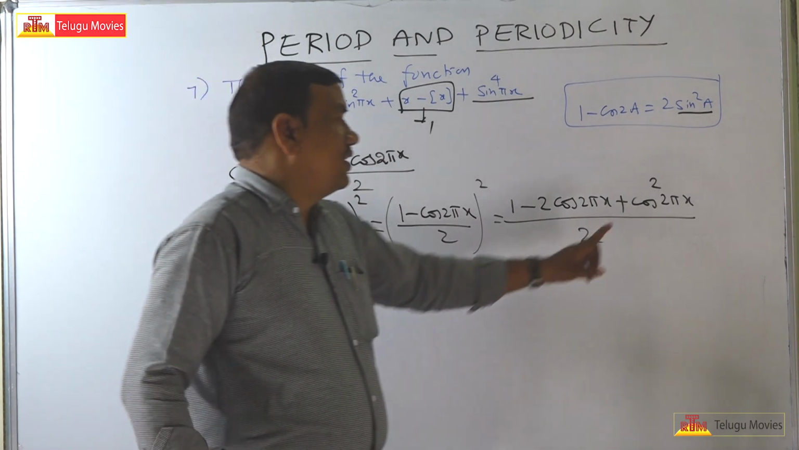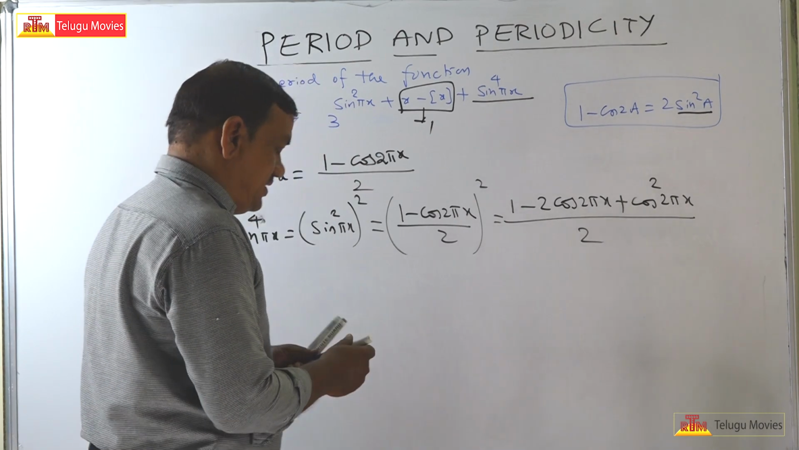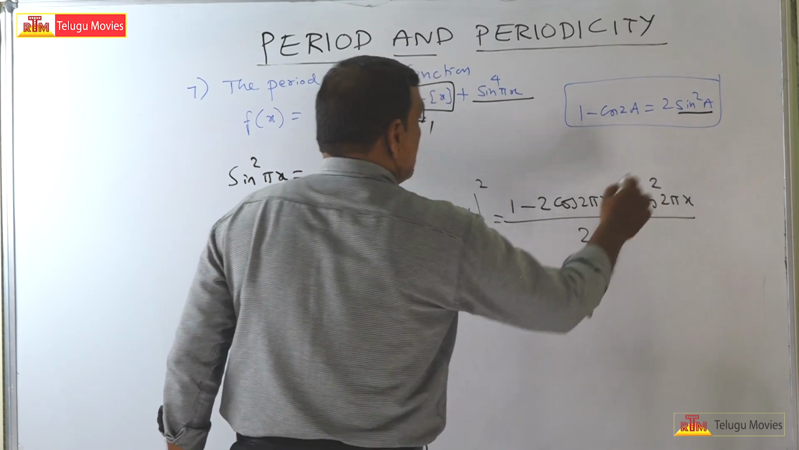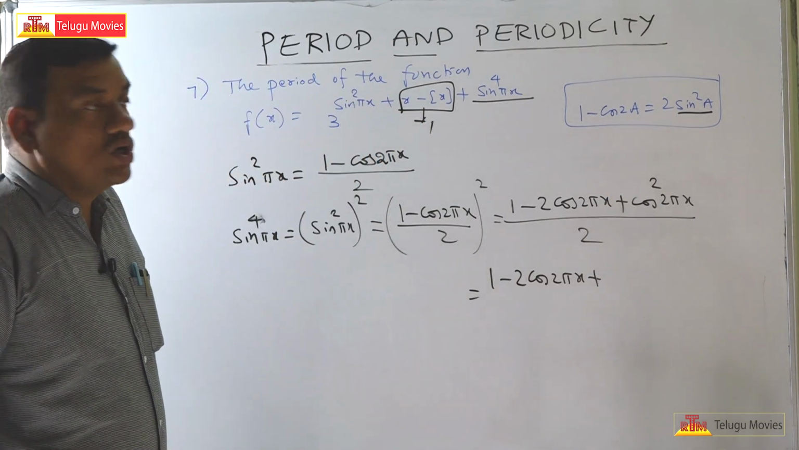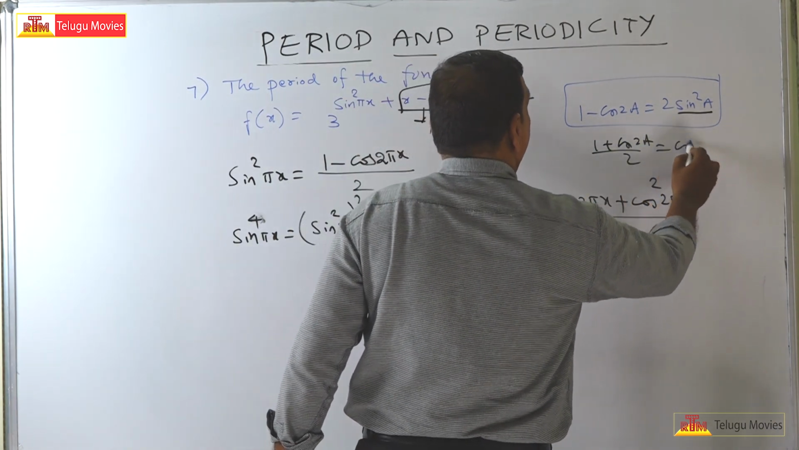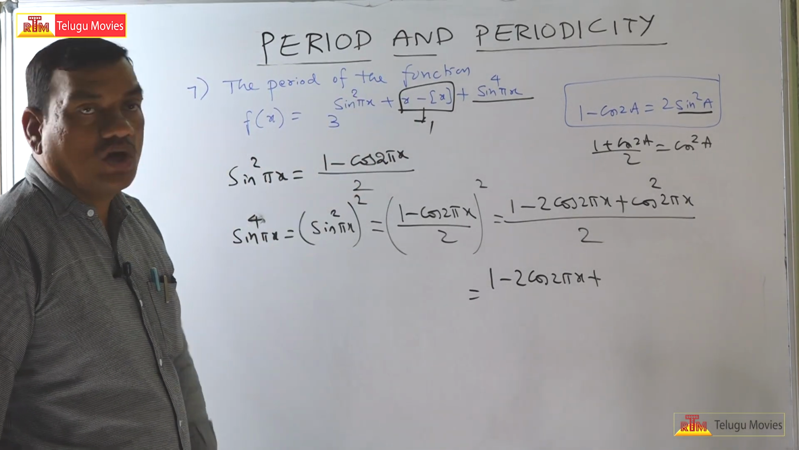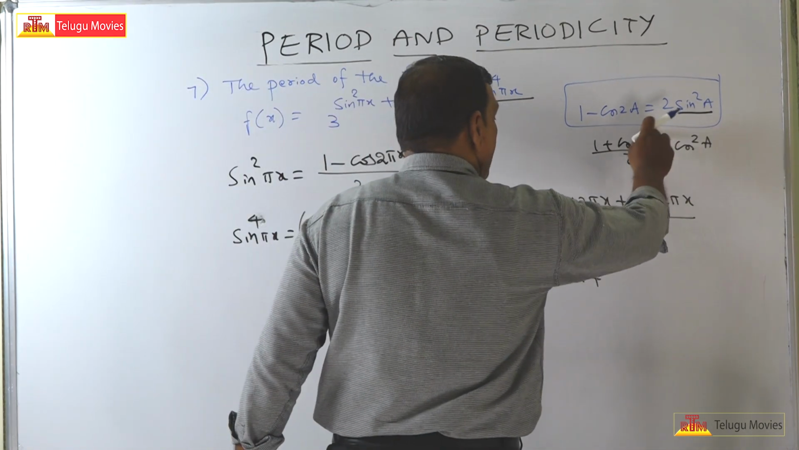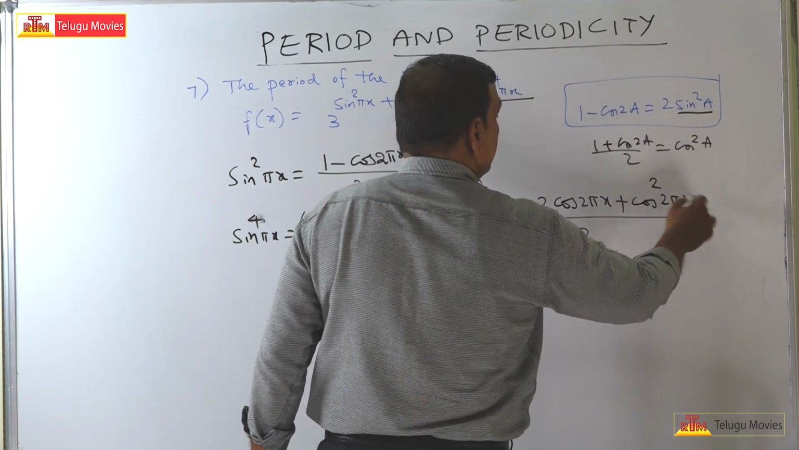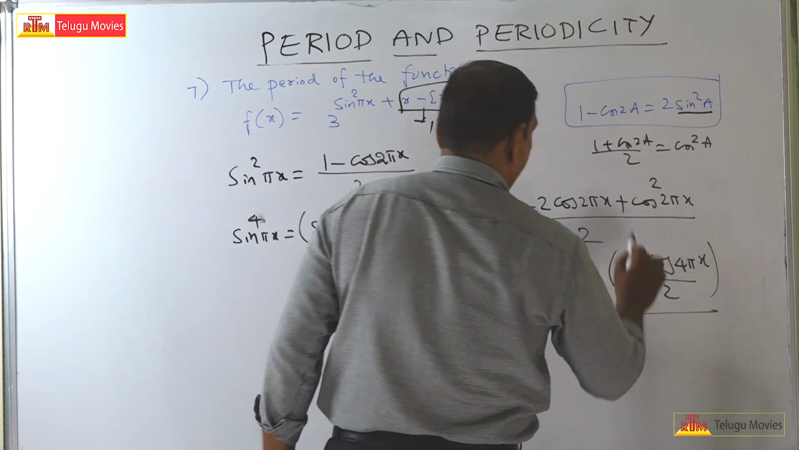Now coming to here, the problem will arise. Again, cos square 2 pi x is equal to how much? So this is equal to 1 minus 2 cos 2 pi x plus cos square 2 pi x. Cos square a can be written as (1 plus cos 2a) by 2. Up to here we can write it as 1 plus cos 2a, and here that is (1 plus cos of 4 pi x) by 2.